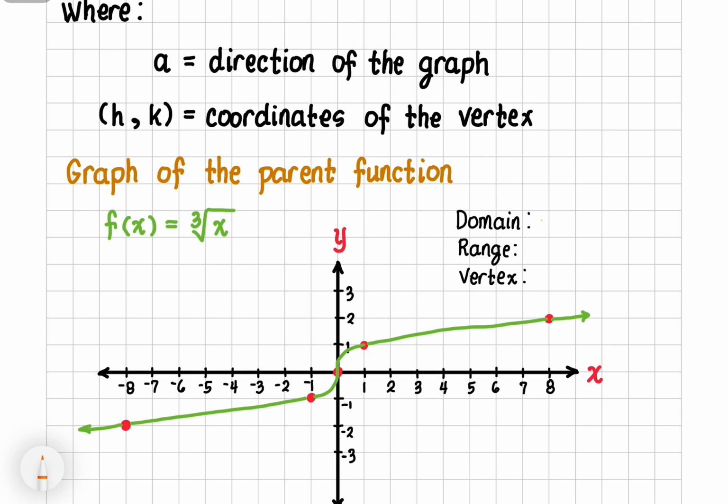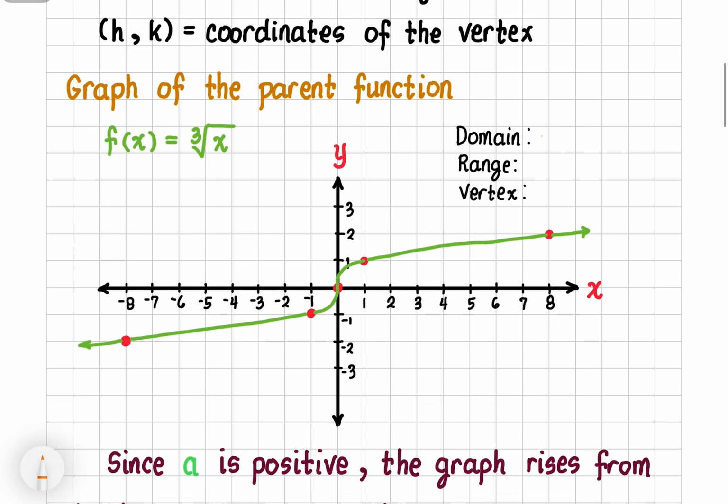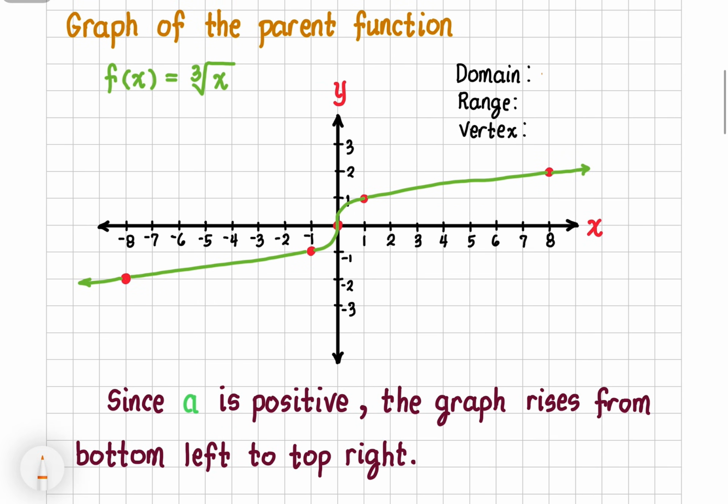Okay. So, when a is positive, so class, kung makikita natin positive yung a natin dito. Ayan, dito sa ating given function, ibig sabihin, since a is positive, the graph rises from bottom left to top right. Naintindihan? Okay, kasi yung ating a dito is positive.